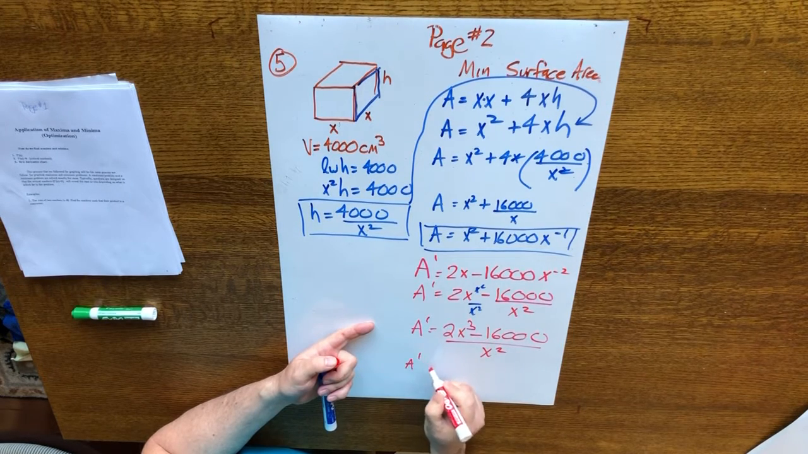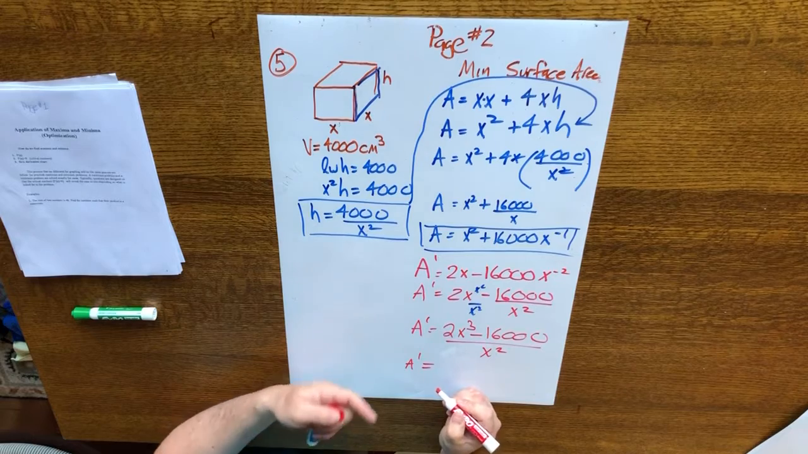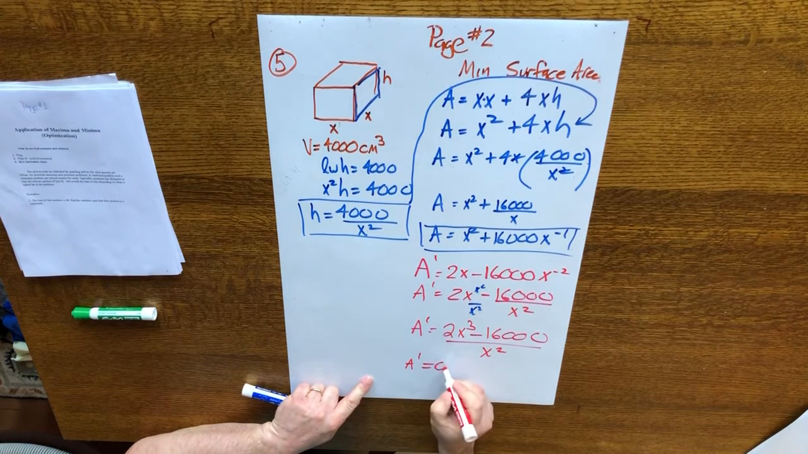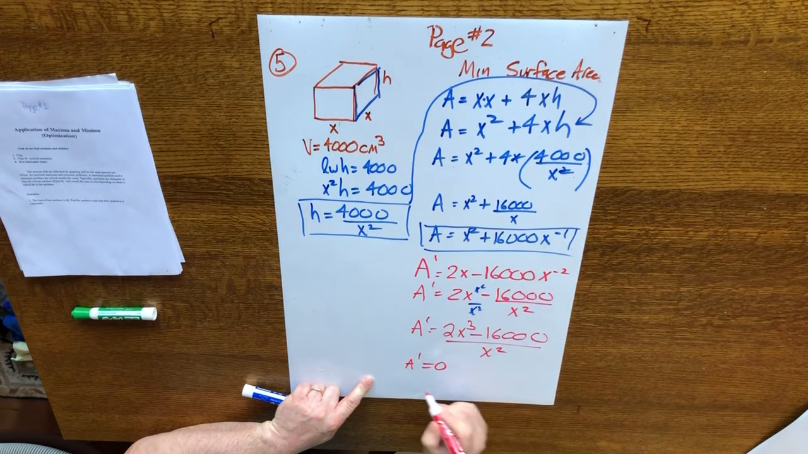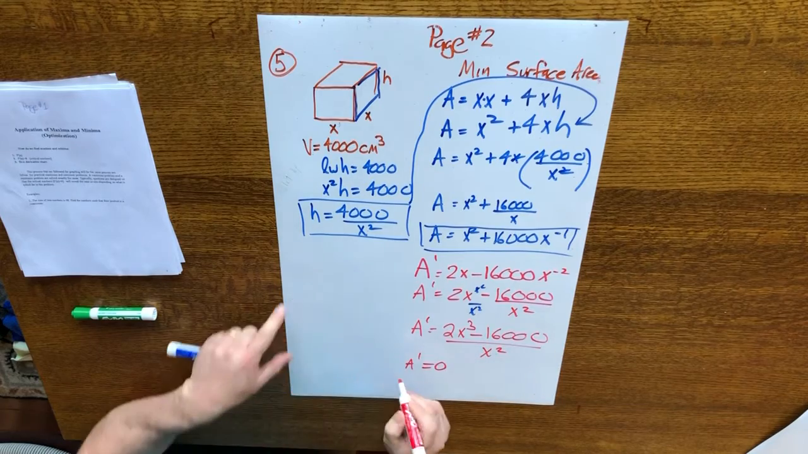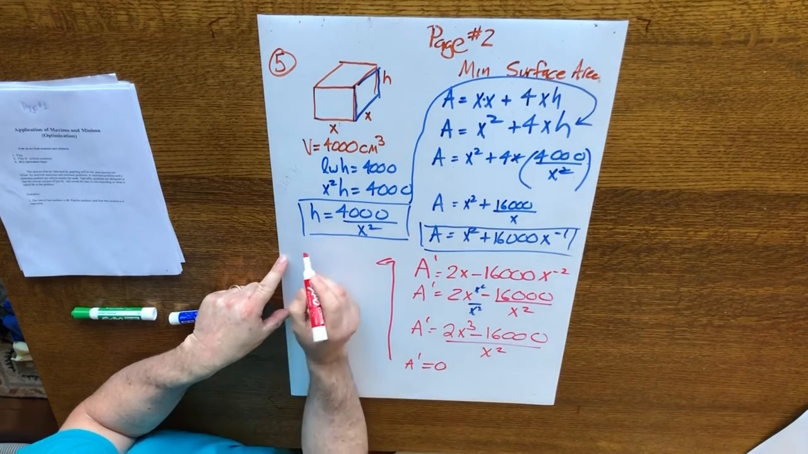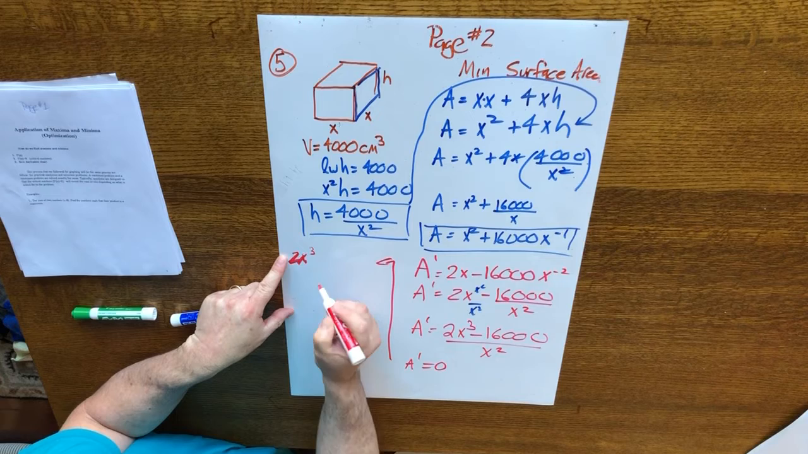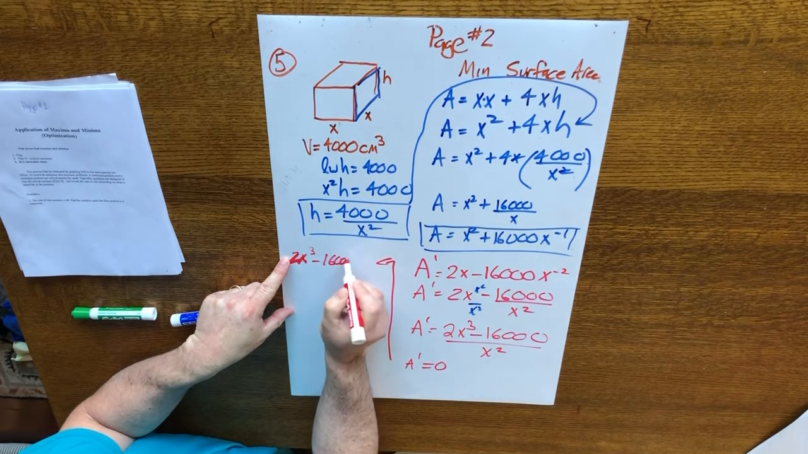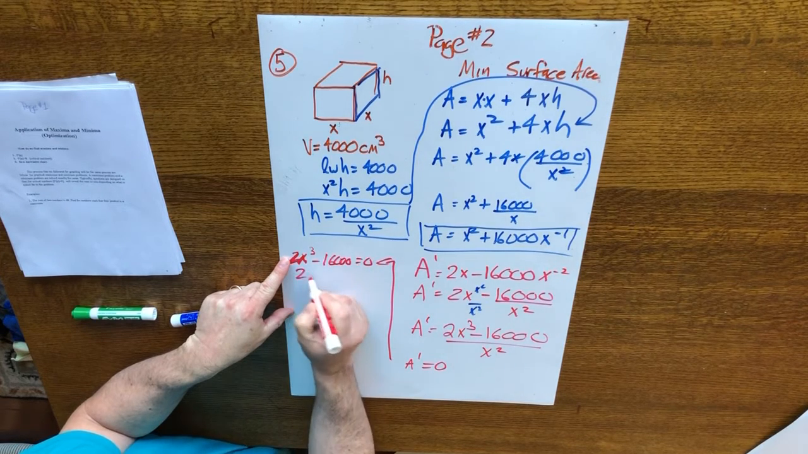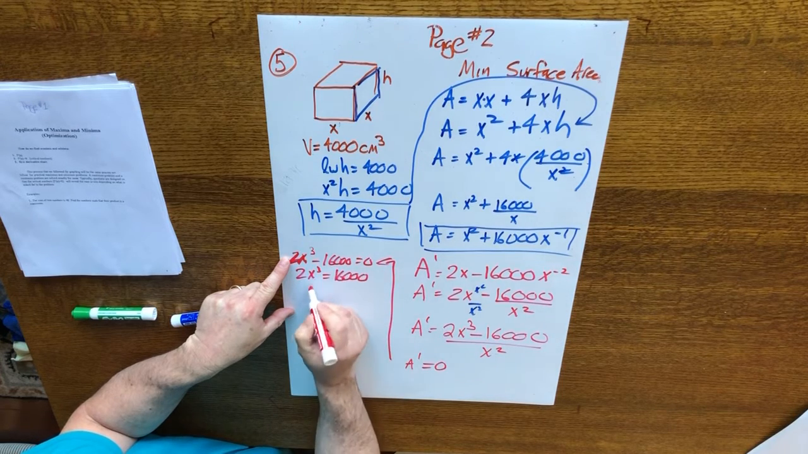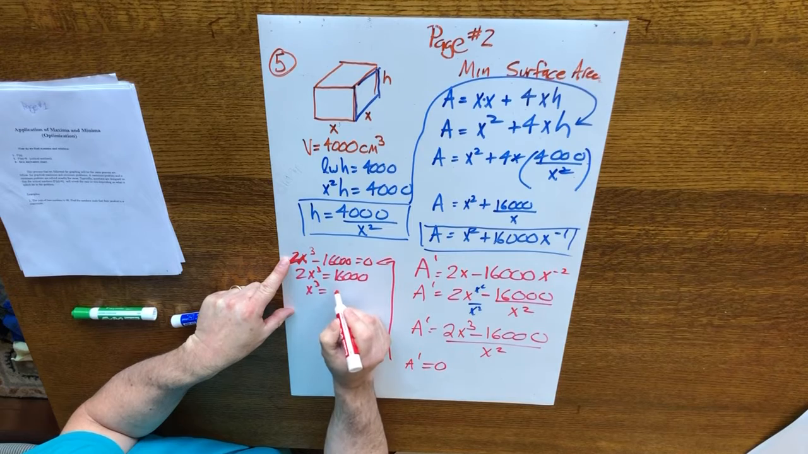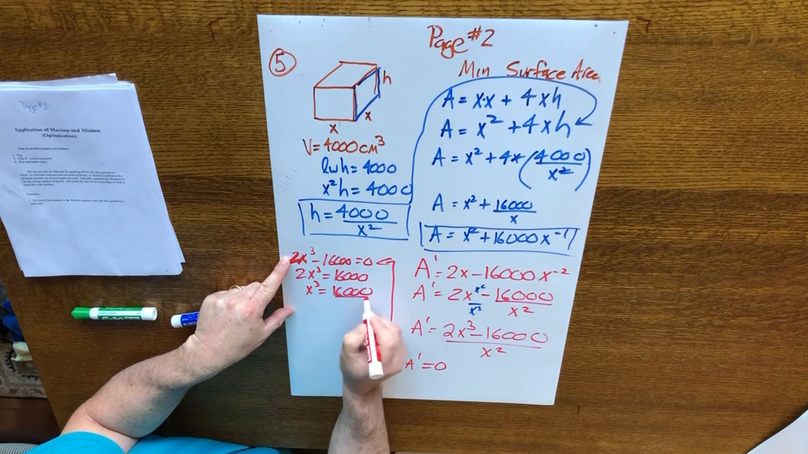Well, in maximum minimum word problems, you only need to find out where the derivative equals 0. So that's just where the numerator equals 0. We don't care about where asymptotes are, so we don't worry about the denominator equal to 0. A prime equals 0. I'll continue it on up here. That means when does 2x cubed minus 16,000 equal 0? So 2x cubed equals 16,000. x cubed equals 16,000 divided by 2.